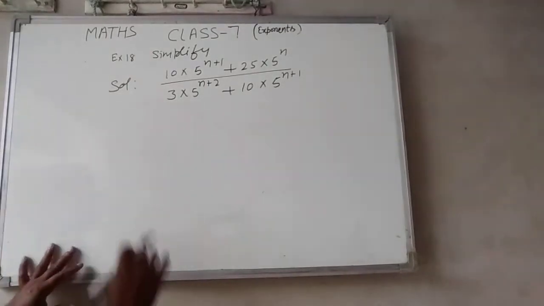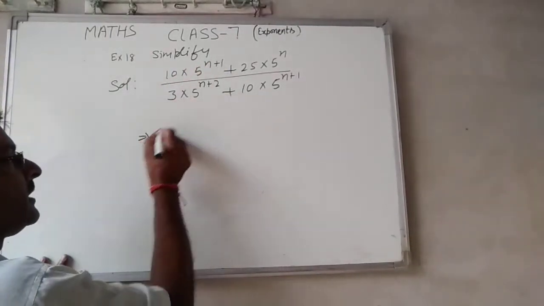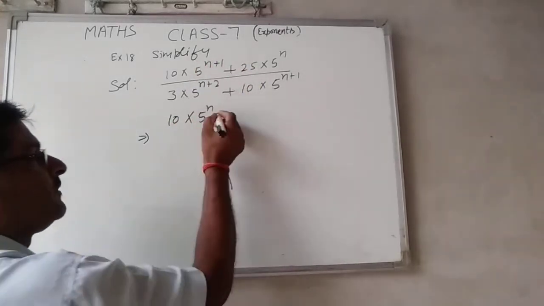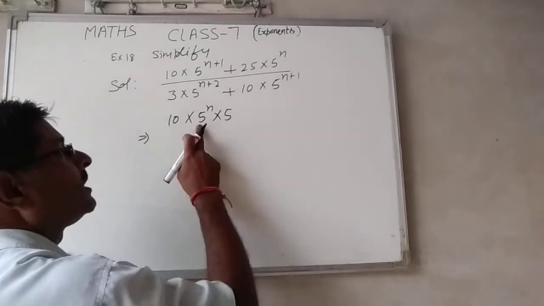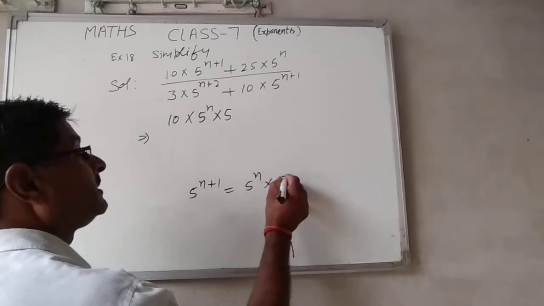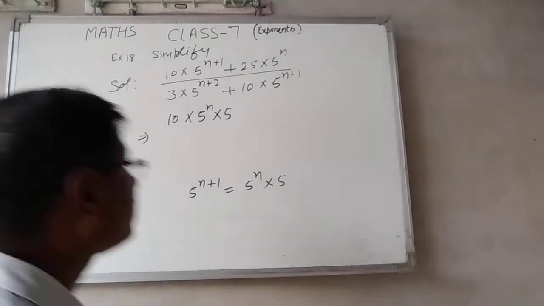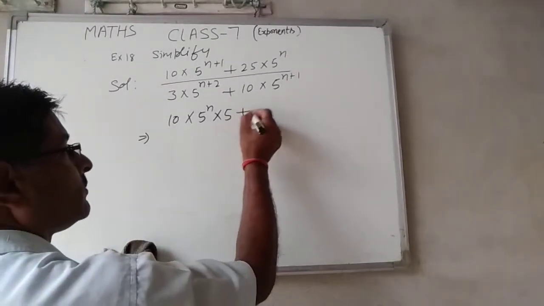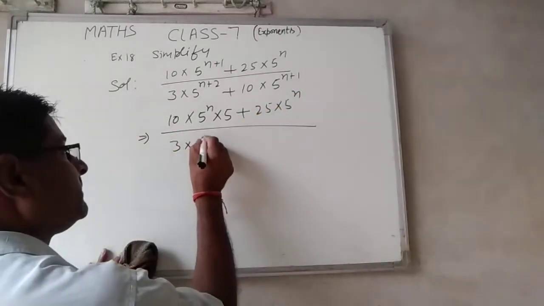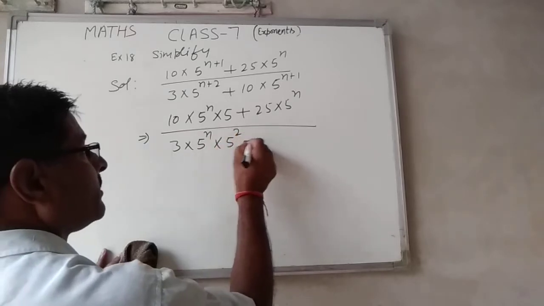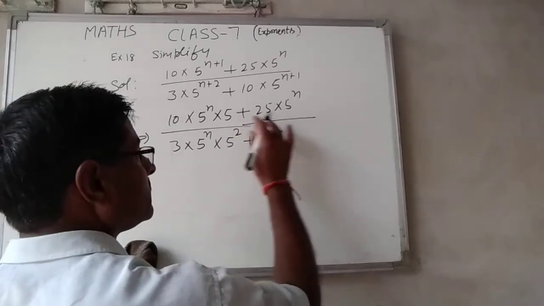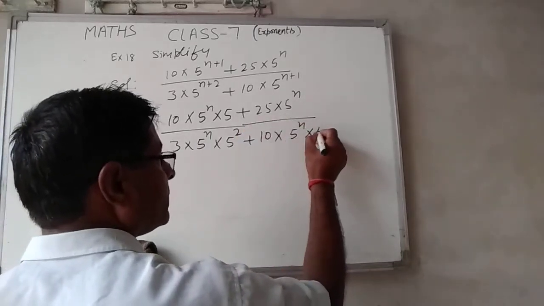To simplify this one, until we remove the power, n is the unknown number. So we can write 5 to the power n plus 1 as 5 to the power n into 5. Similarly for the other cases. Plus 25 into 5 to the power n, upon 3 multiply 5 to the power n multiply 5 to the power 2, plus 10 multiply 5 to the power n into 5.